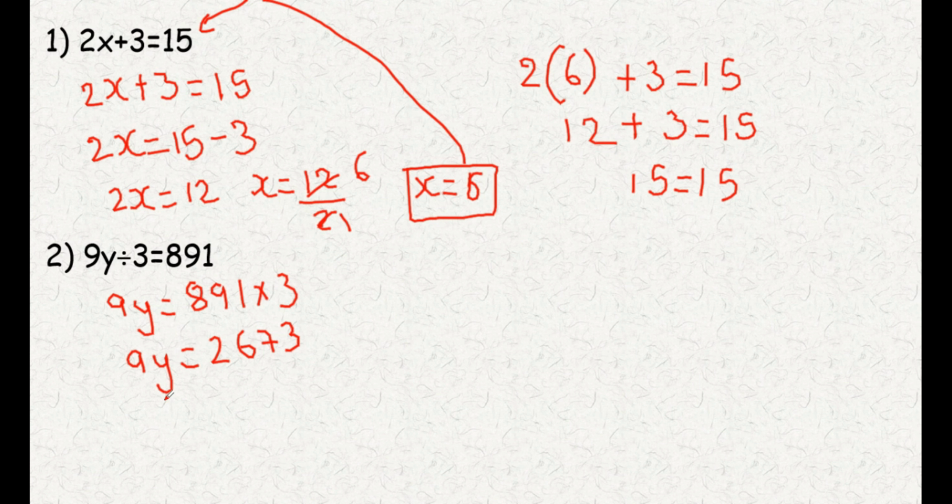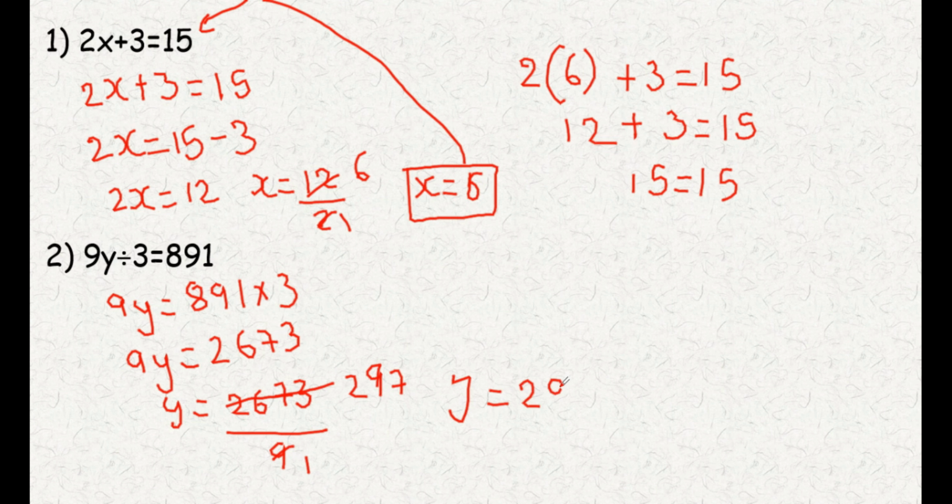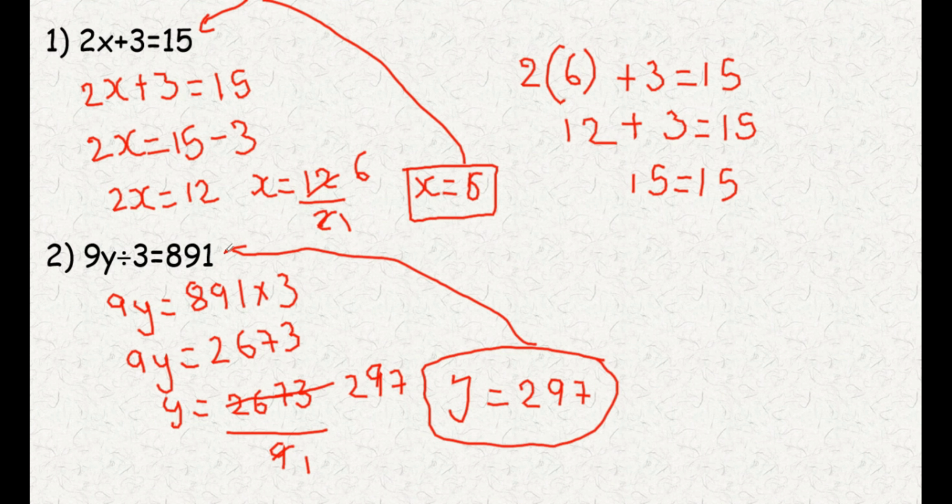And if we want to find the y value, 2673 divided by 9. Then y is equal to 297. If we substitute this y value here, we will get the same answer: 9 into 297 divided by 3 is equal to 891.